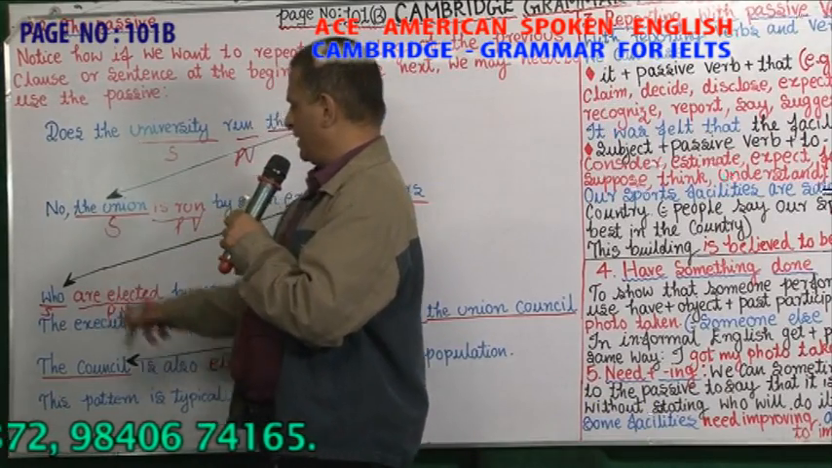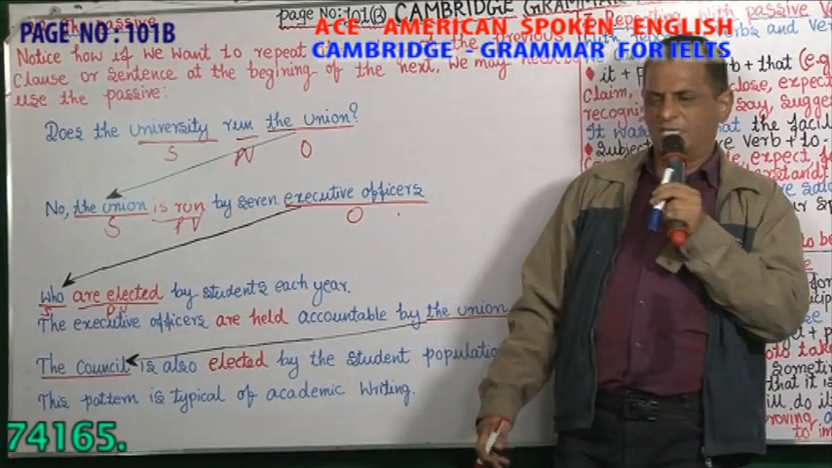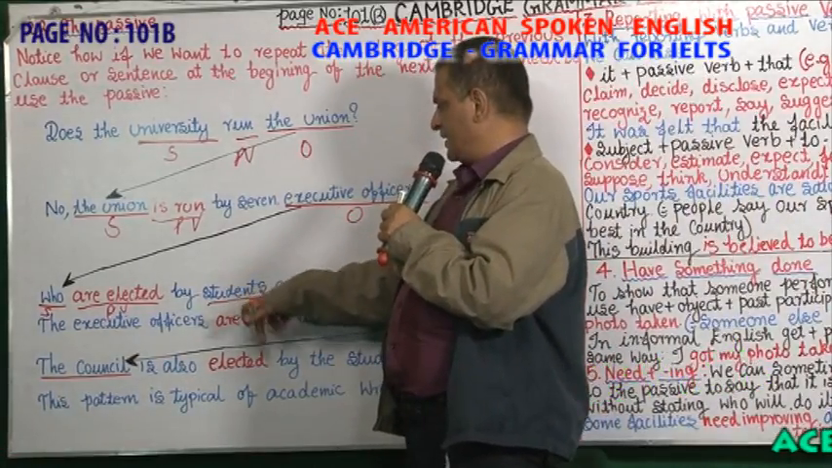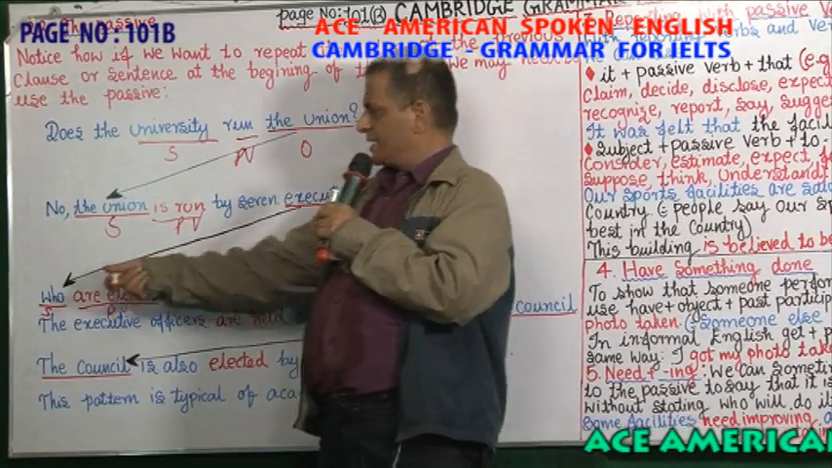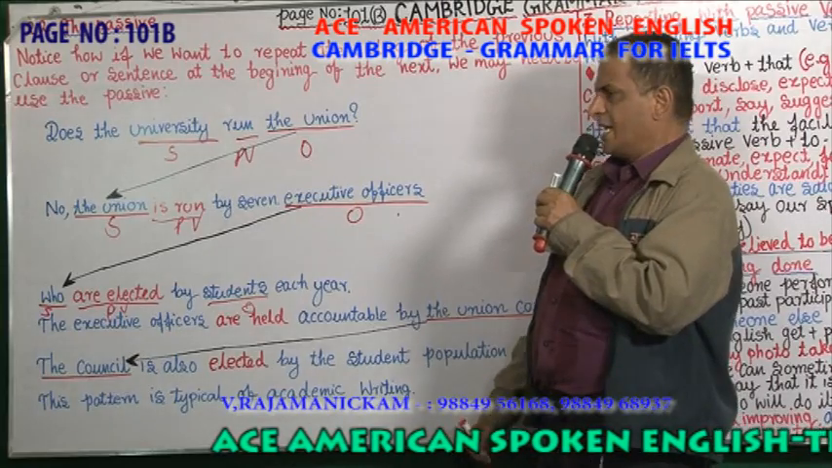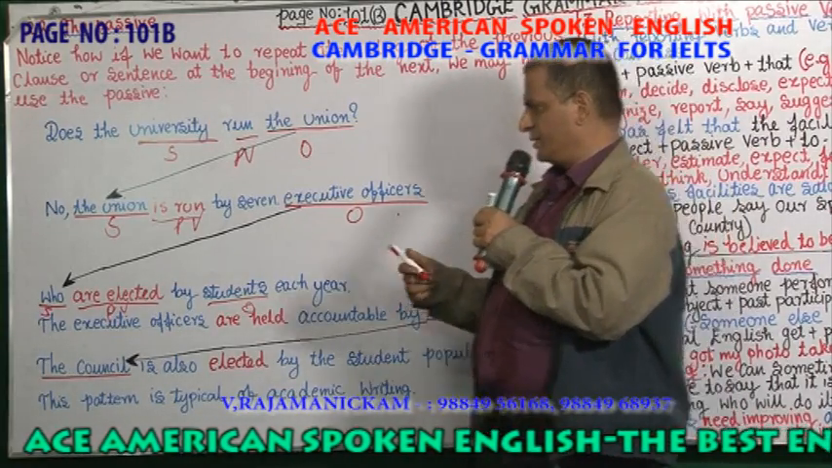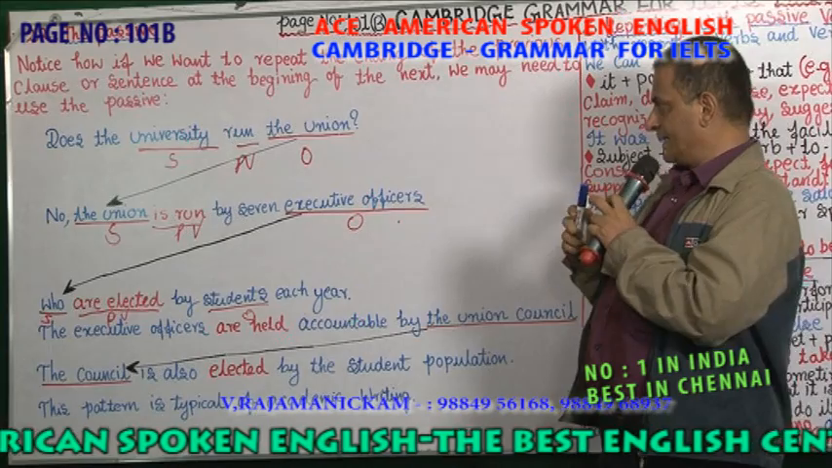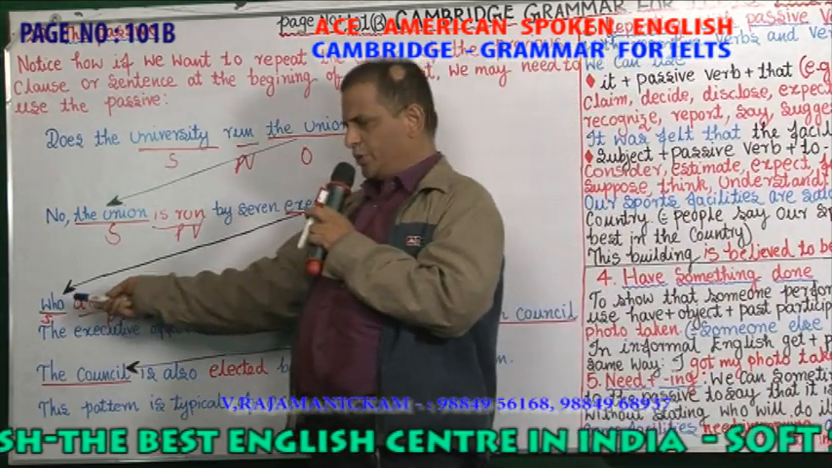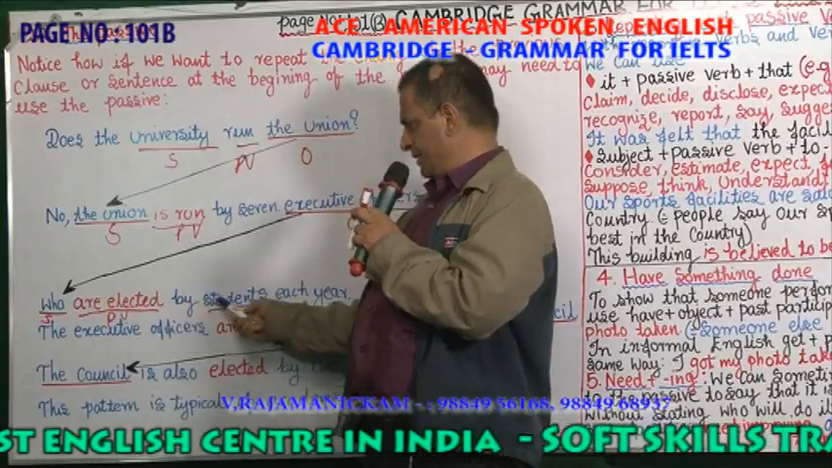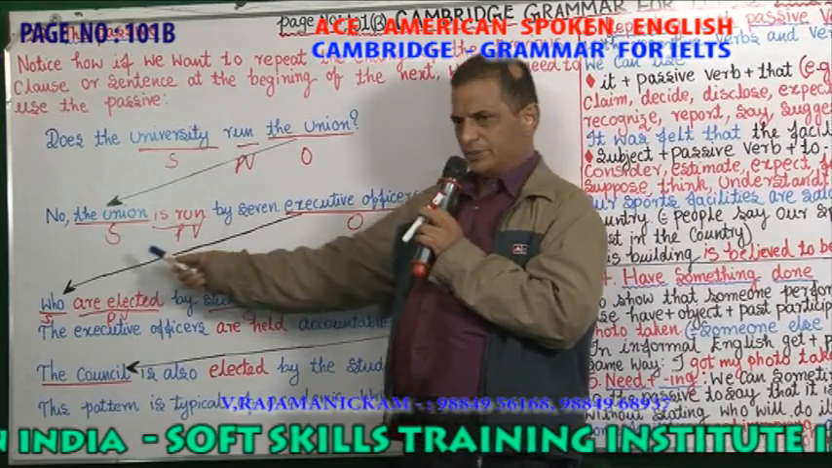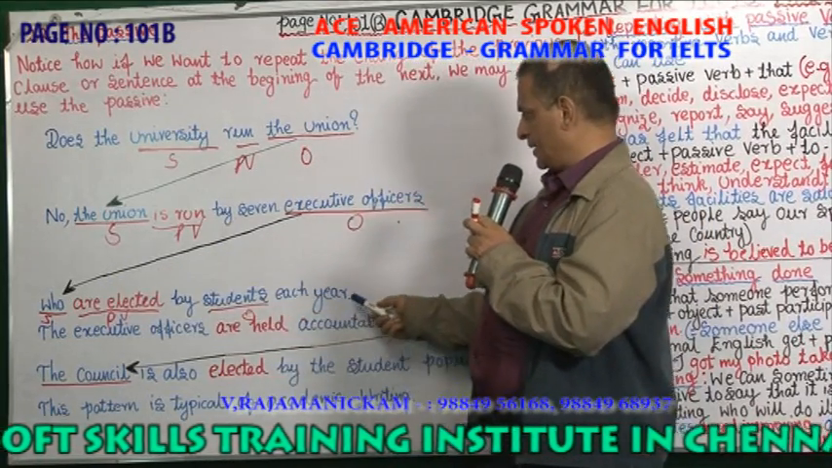When you have be verb plus past participle, it is called a passive verb. Who are elected by students each year? By students becomes the object, right? So executive officers comes in the relative pronoun who. The who stands for what? Executive officers are elected by students each year. Here, for executive officers you use the relative pronoun who, and you are using are elected by students each year. So executive officers is the object here. The object becomes the subject in who, then you are using students.